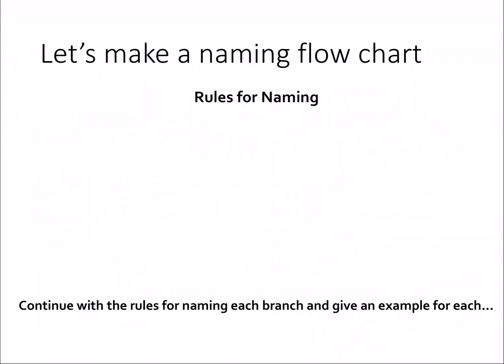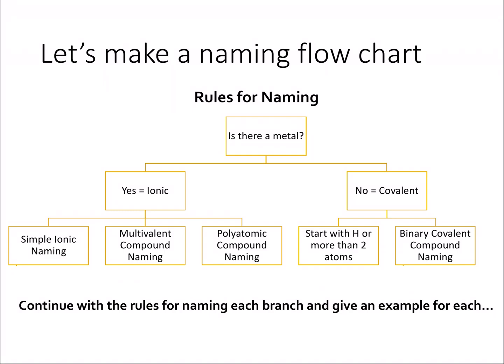All right, so I'm just going to bring those in. So the rules for naming, here comes a flowchart. If there's a metal at all, go off with those ionic namings. It might be simple, like NaCl, sodium chloride. It might be a little more complicated, maybe NH4Cl, ammonium chloride. What if I had a multivalent? We'll just write one here. Maybe you have iron(III) oxide.